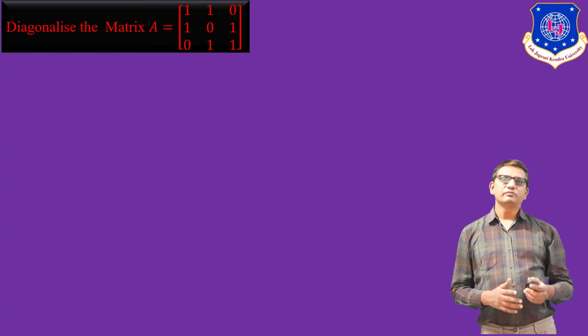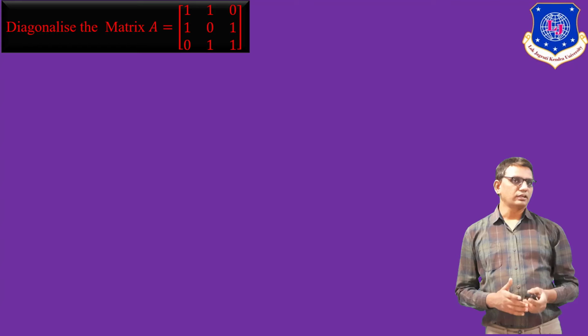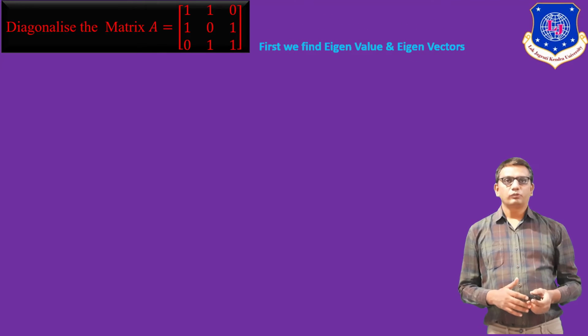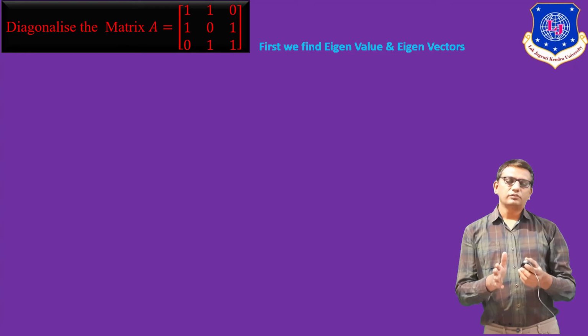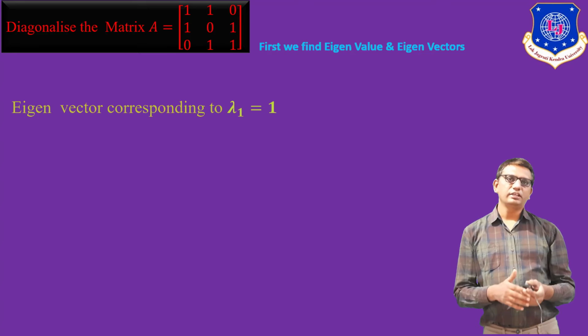So already in the previous lecture we studied the eigenvalue and eigenvector for this particular example. Here I am writing the eigenvalues and eigenvectors for this matrix directly, according to the previous lecture. First we will find the eigenvalues and eigenvectors for this particular matrix. We already found them in the previous lecture, so I am writing them directly.